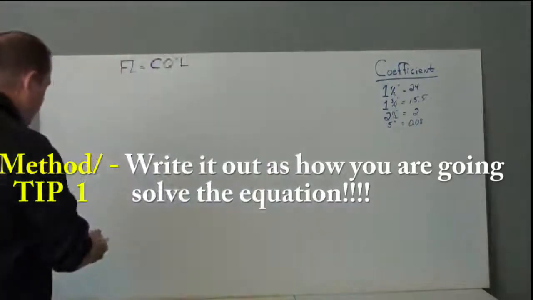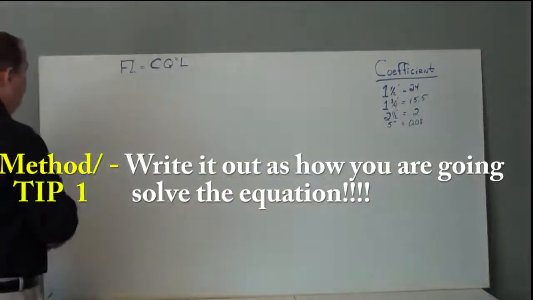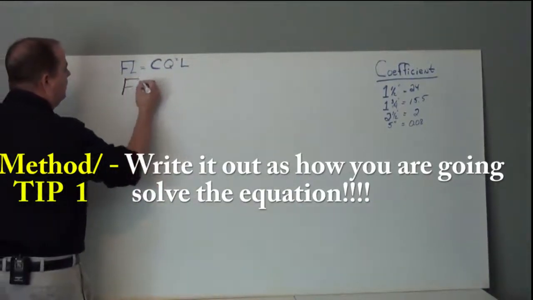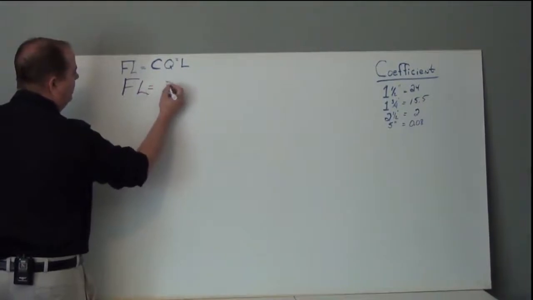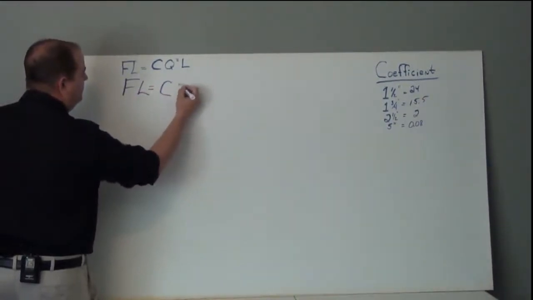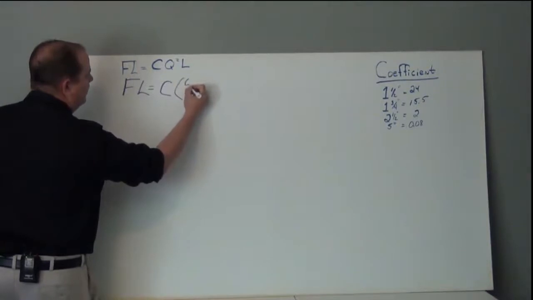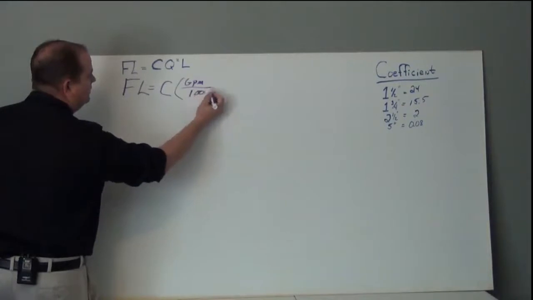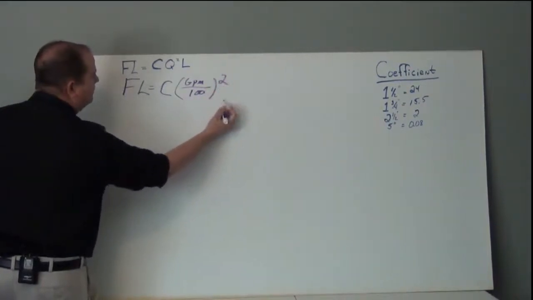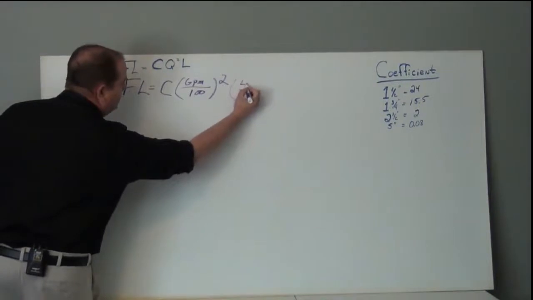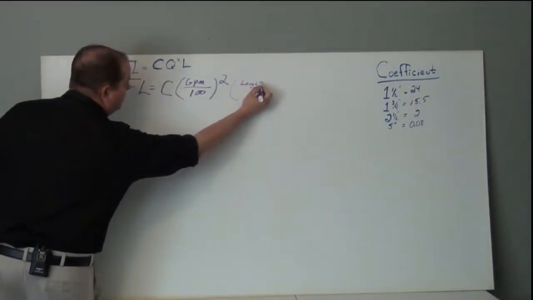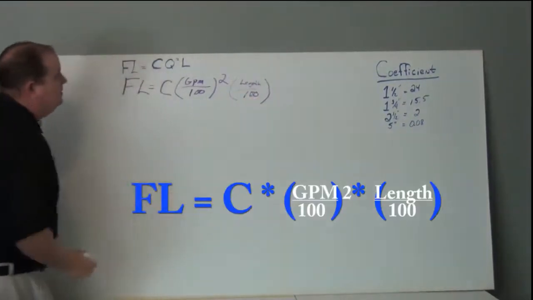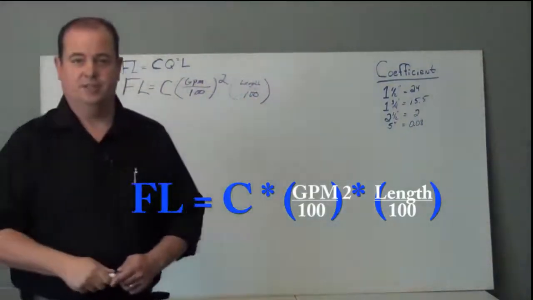Let's do purple. So how you really want to write this equation down in order to be able to answer it correctly is write down C times, I'm going to write it out, gallons per minute over 100, and you're going to square it, and you're going to times it by the length of your hose, by 100. That's exactly how you're going to punch these numbers in.